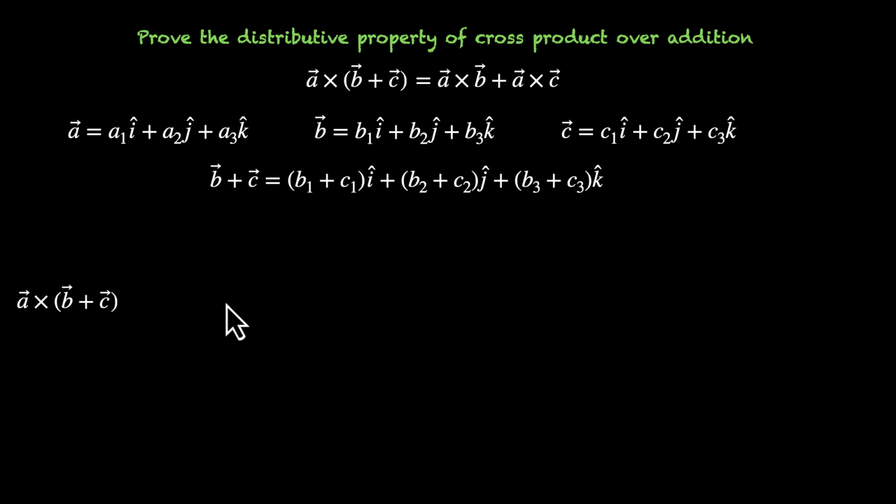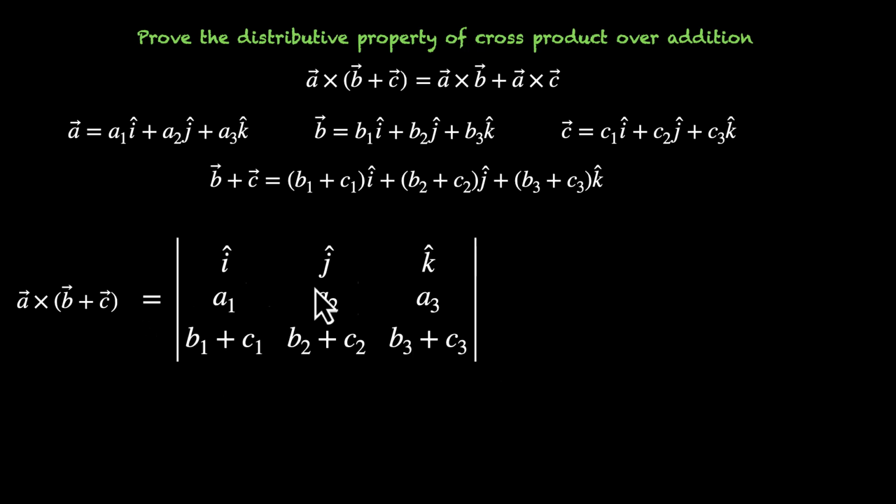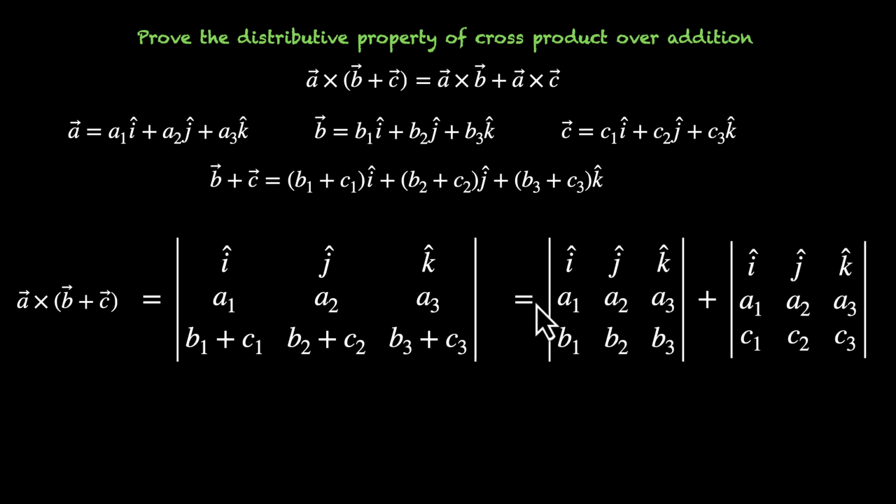So A cross B plus C, that's going to be the determinant of i, j, k, A1, A2, A3, B1 plus C1, B2 plus C2, B3 plus C3. And here we can split this determinant at row 3. We have i, j, k, A1, A2, A3, B1, B2, B3, this determinant, plus i, j, k, A1, A2, A3, C1, C2, C3. So this determinant is the sum of these two. And look at this. This is the cross product of A and B, and this is the cross product of A and C. So this is how we can prove that A cross B plus C is equal to A cross B plus A cross C.